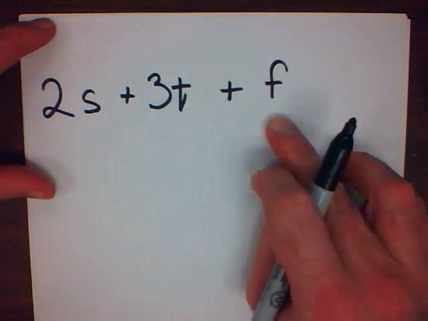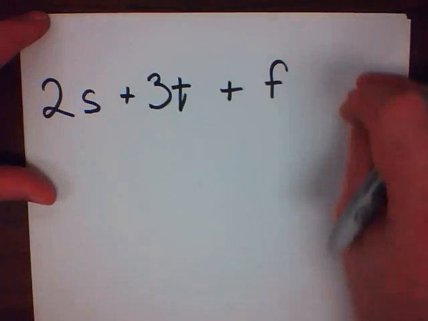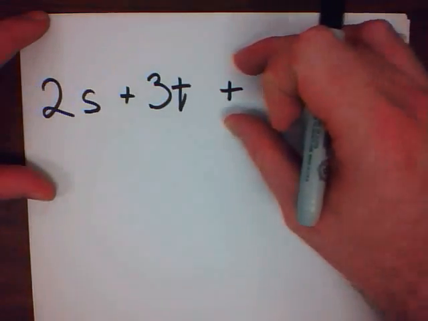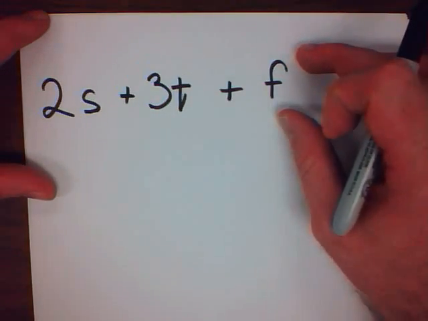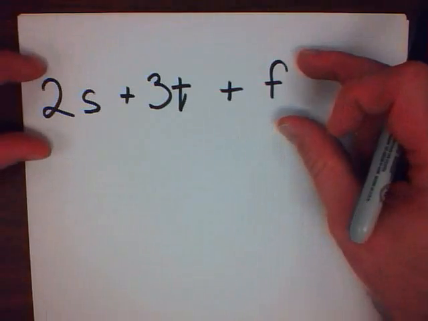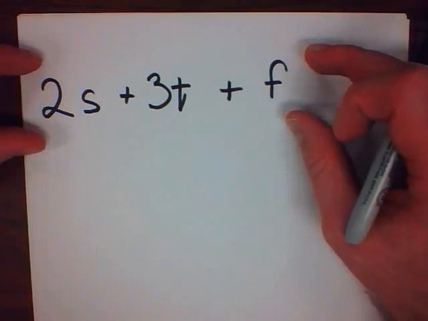What we have here is an expression. It's called an expression. There's no equal sign. It's just a group of letters and numbers that represent something in math. This is an expression that represents the score of a basketball game.